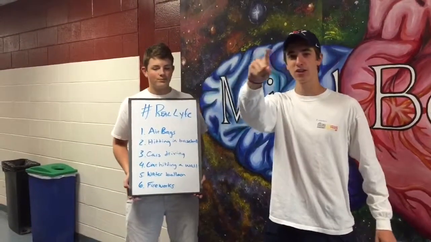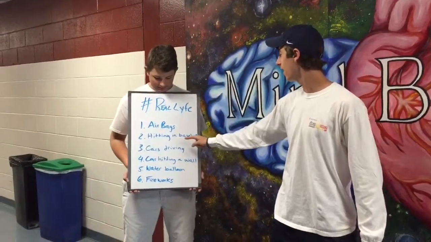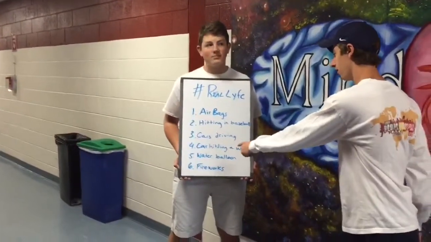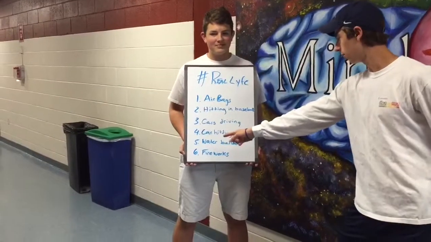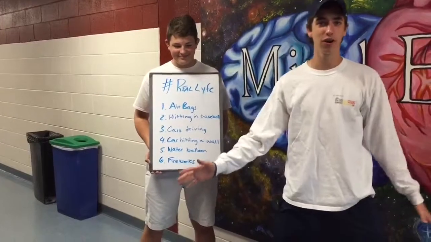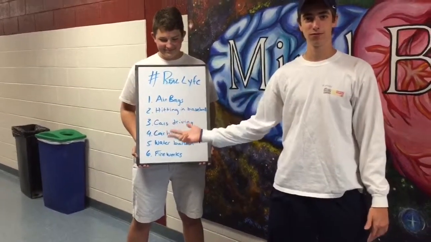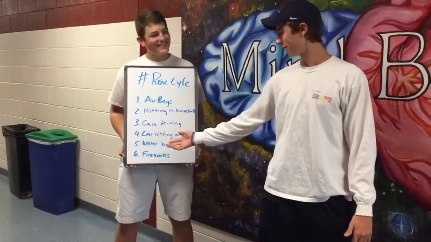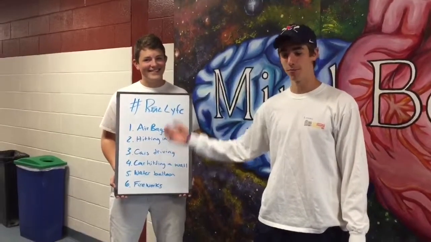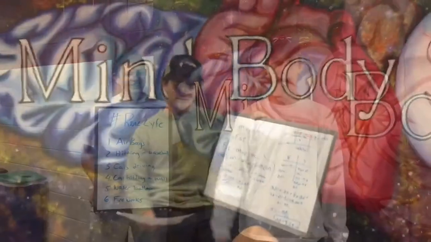Now, our first real life connection is airbags in the car. Our second is hitting a baseball. Third is cars driving. Fourth is cars hitting a wall. Fifth is water balloon. And sixth is fireworks. Some activities we do are driving, baseball, running, fireworks, shooting out fireworks, water balloon tosses, throwing a water balloon on the ground and it splatters, bouncy balls.